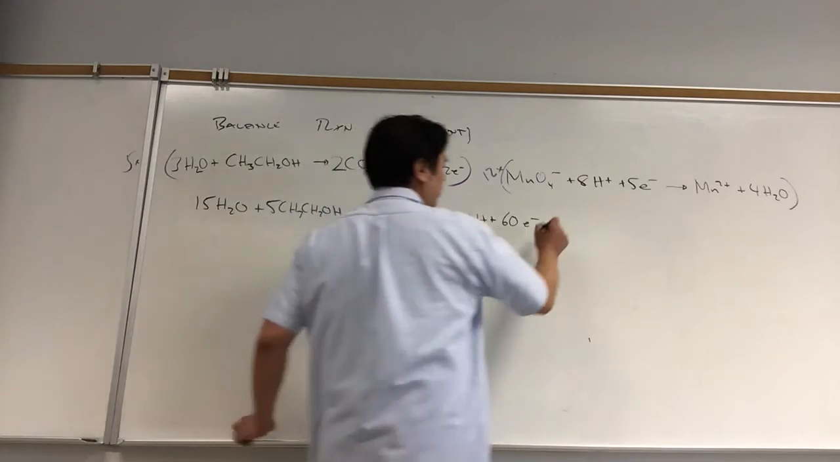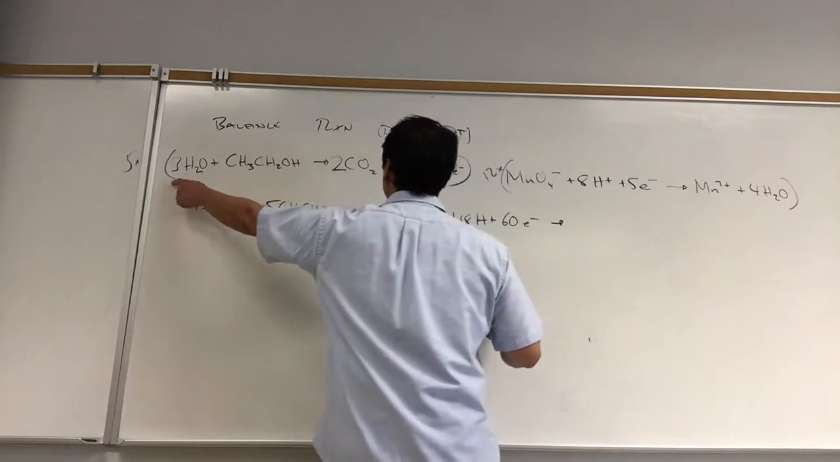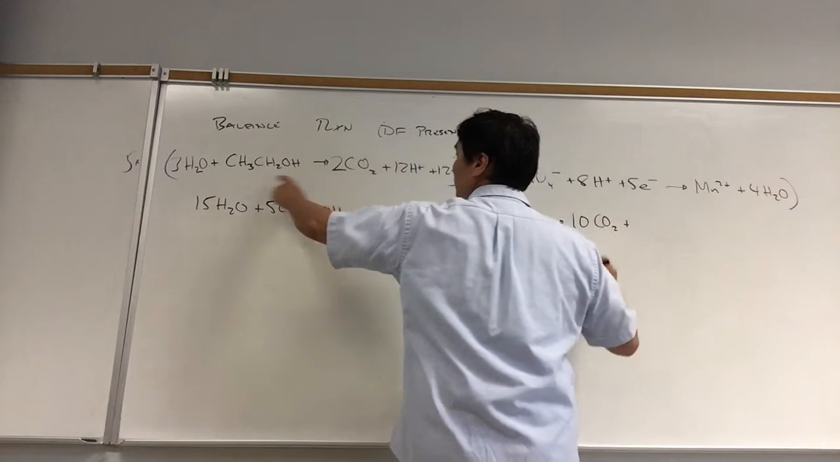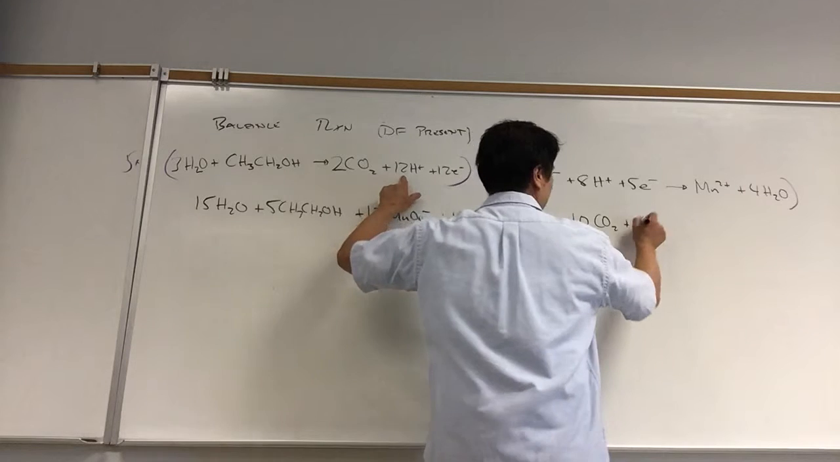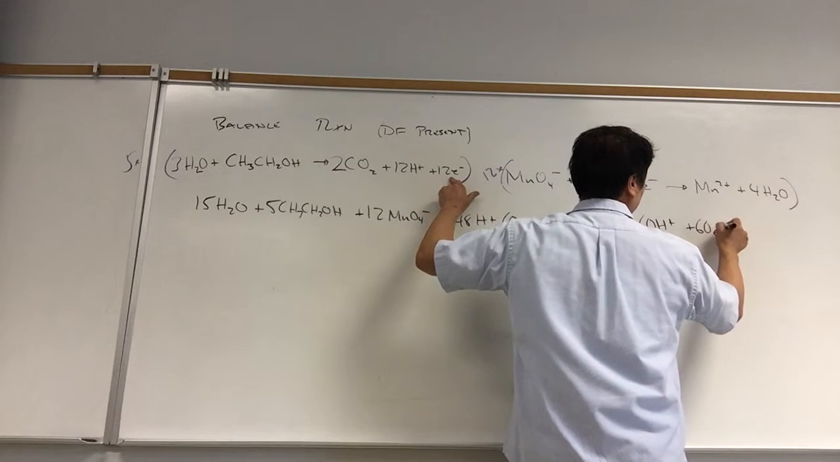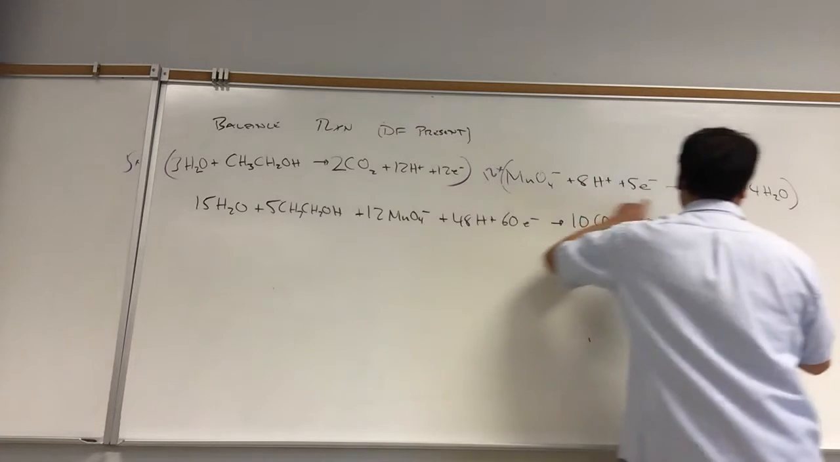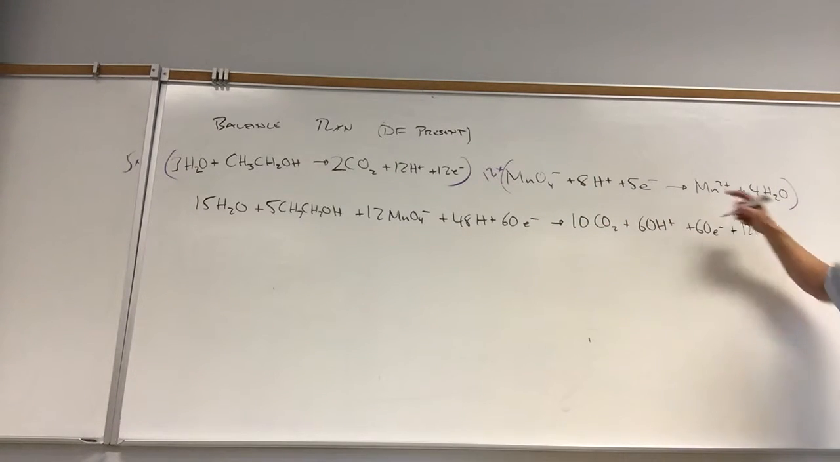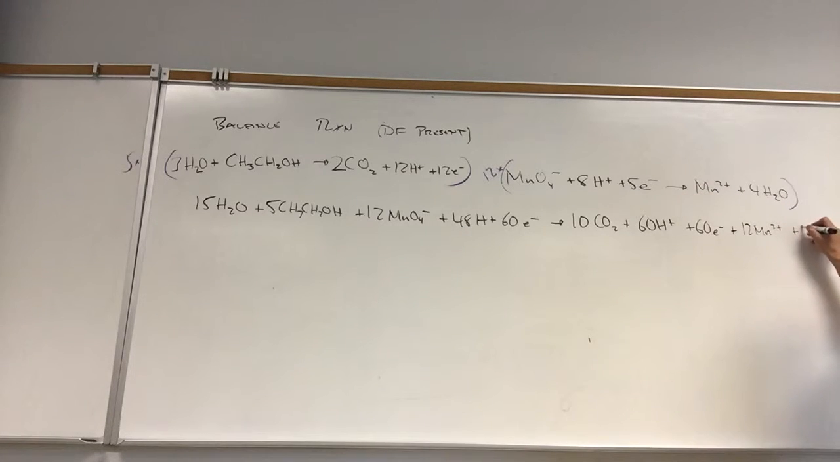Then I'm going to combine all the products. And so that's 5 times 2 is 10 CO2s. 5 times 12 is 60 H plus. 5 times 12 is 60 electrons. Okay, 12 times 1 is 12 Mn2 plus, and 12 times 4 is 48 H2O.